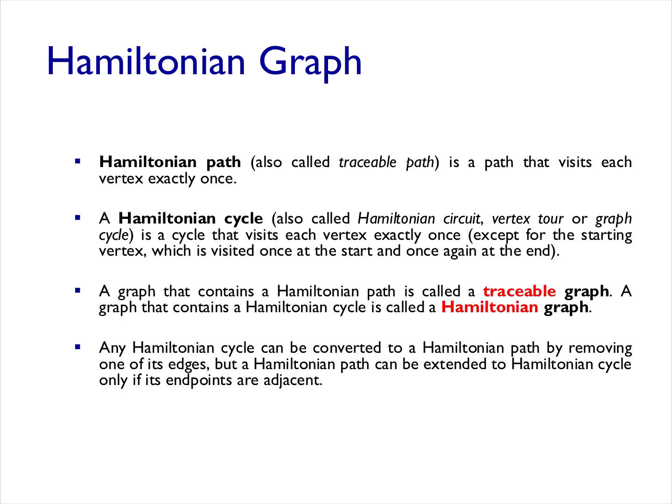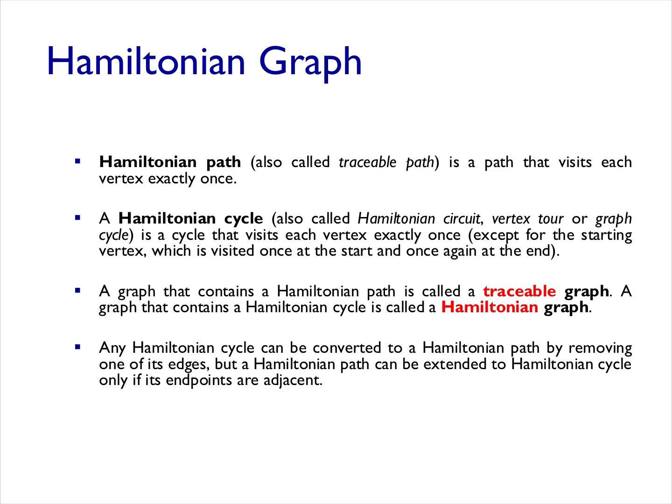For the Hamiltonian case, we look at the vertices. We are not caring about the edges. A Hamiltonian path is a path that goes across each vertex only once, and it starts and finishes at two different vertices. A Hamiltonian cycle is a cycle that starts at a vertex and finishes at the same vertex, going across all the other vertices only once, except the one that you started from, because in that case, it goes twice, at the start and at the end, to form a cycle.